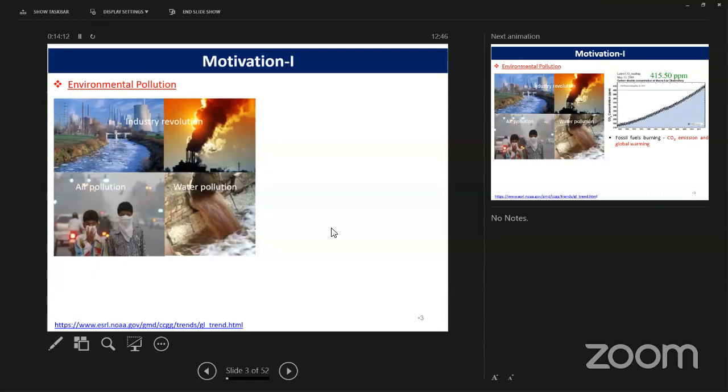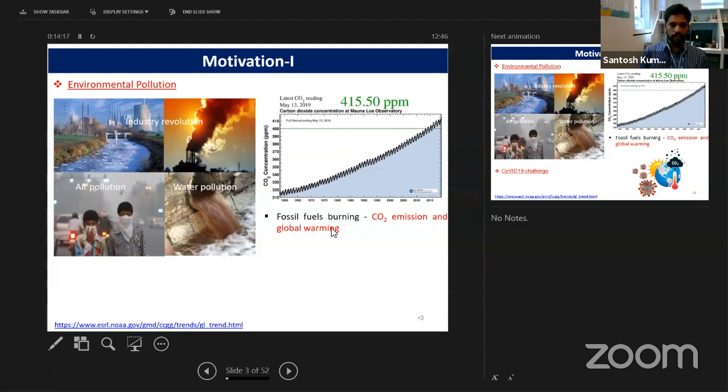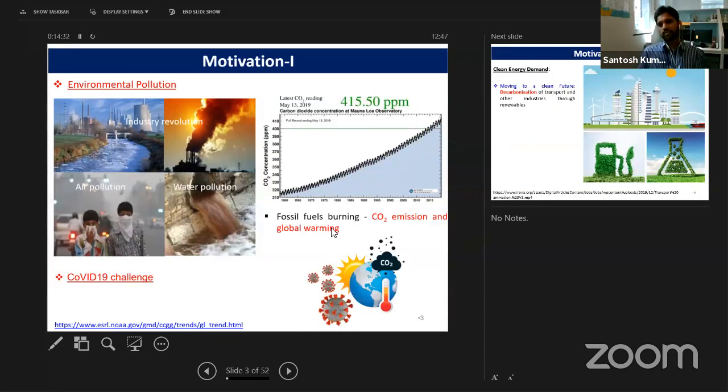This is the time we need to reflect ourselves and act. If you see the carbon emission level over the years, it's very high and keeps increasing steadily. This is an alarming situation, right? On the other hand, today we are facing another challenge, that is COVID-19, right? There are challenges which need to be addressed as soon as possible. Otherwise, we will be facing another pandemic like COVID-19.